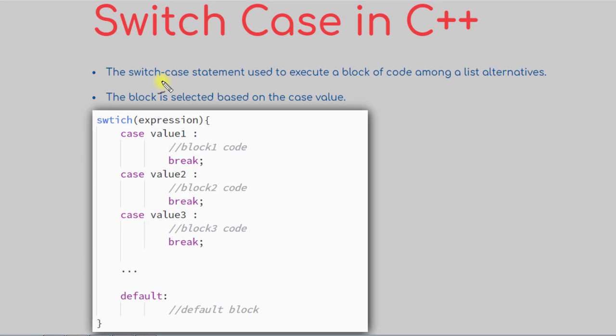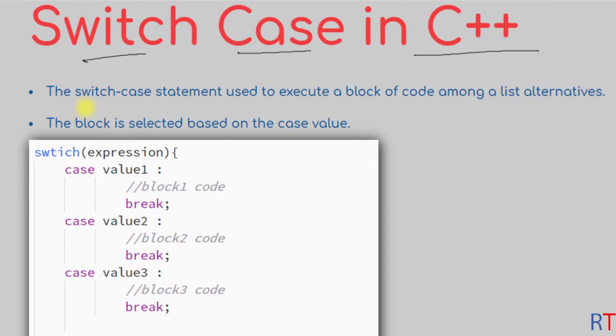Hey, what's up guys? In this video we're going to talk about the switch case statement in C++ programming. The switch case statement is used to execute a block of code among a list of alternatives, and the block is selected based on the case value.